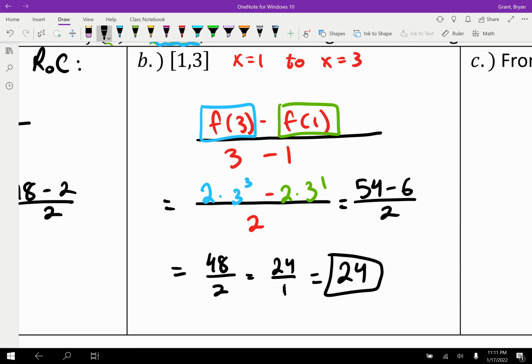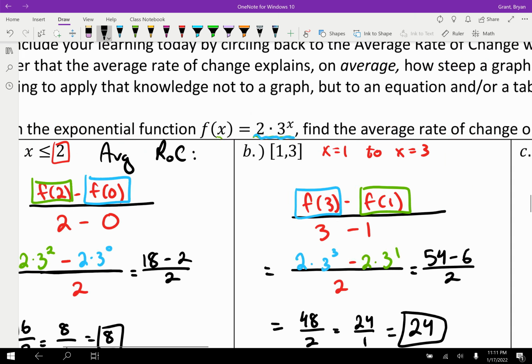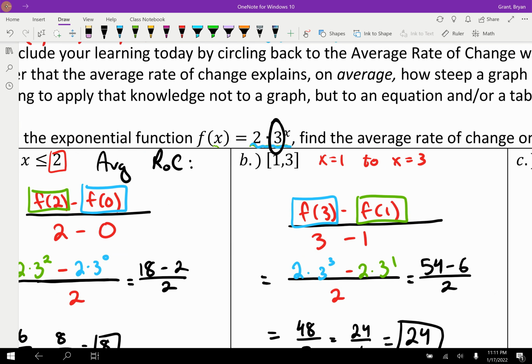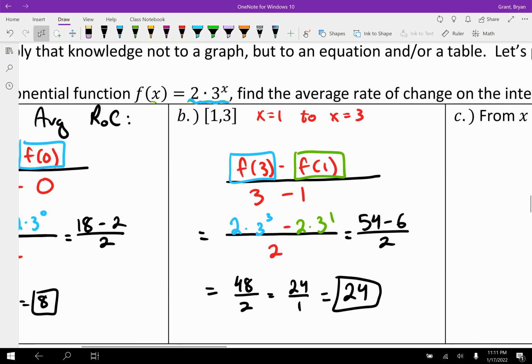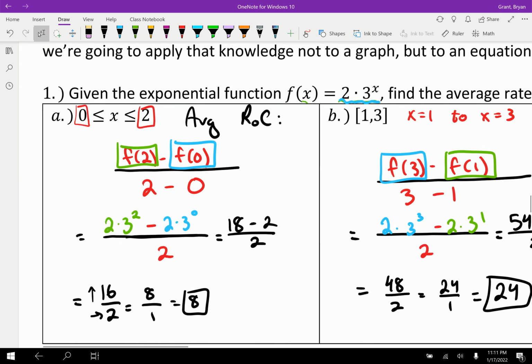Notice this graph is much steeper on average than the first one, and that should make sense because this is a growth function. As we go more to the right, it's going to be steeper and steeper. One to go. From x equals 0 to x equals 1, we haven't done that one yet, have we?